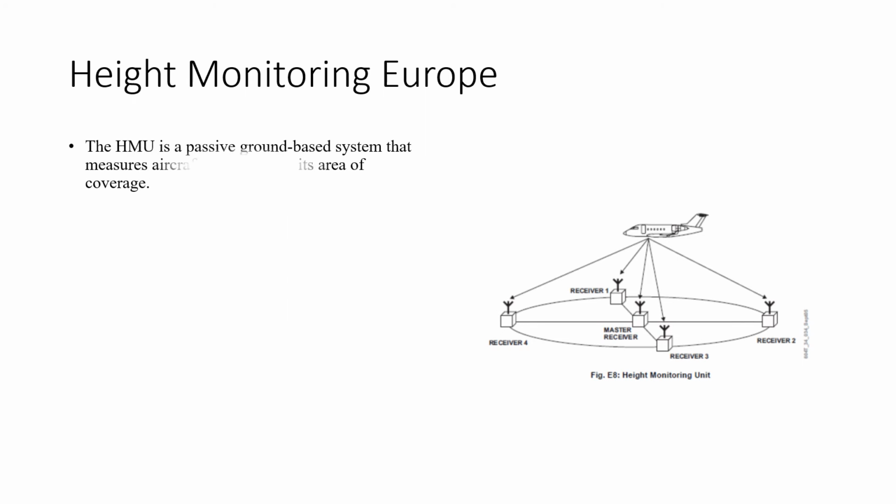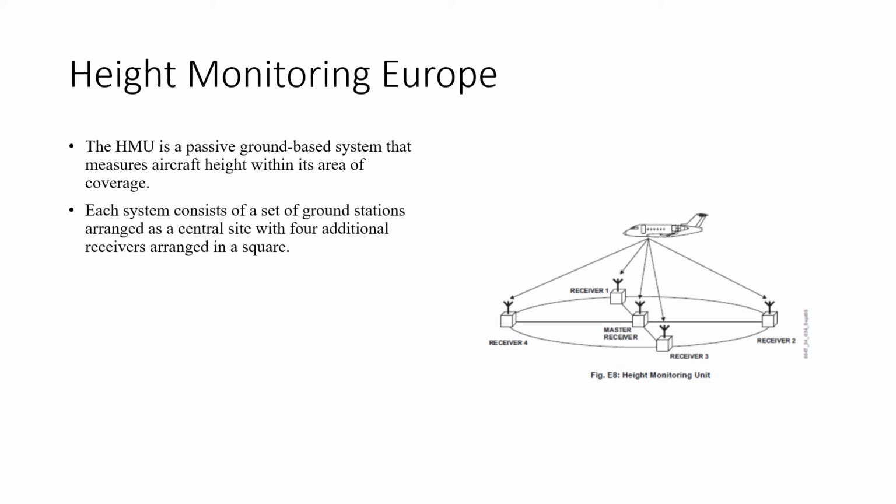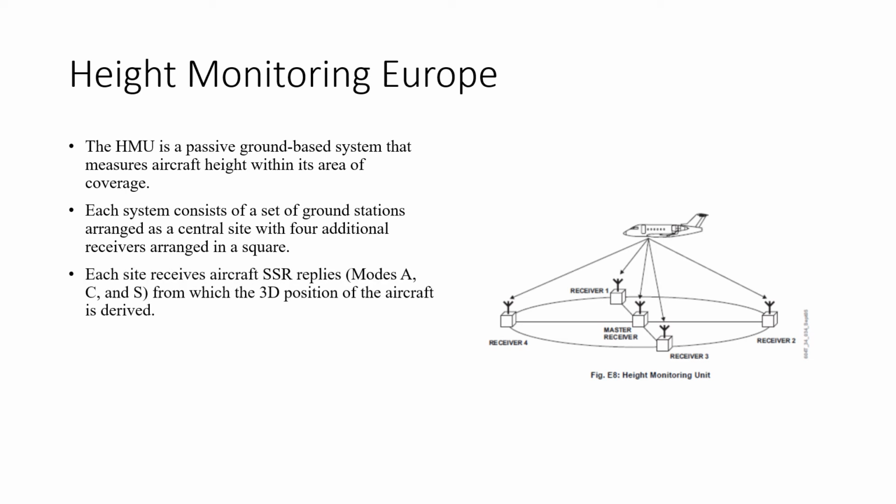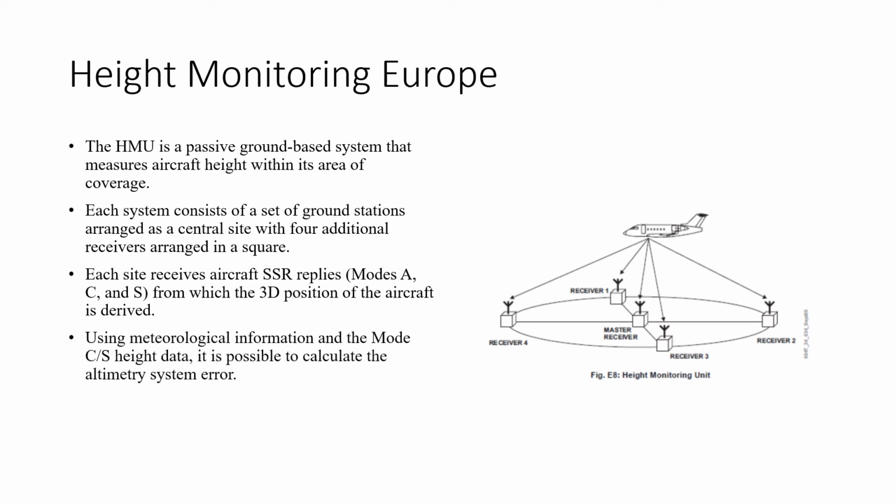So the HMU is a passive ground-based system that measures aircraft height within its area of coverage. Each system consists of a set of ground stations arranged as a central site with 4 additional receivers arranged in a square. Each site receives the aircraft's secondary surveillance radar replies, so that's from the Mode A, C and S, from which the 3D position of the aircraft is derived. Using meteorological information and the Mode C or S height data, it is possible to calculate the altimetry system error.